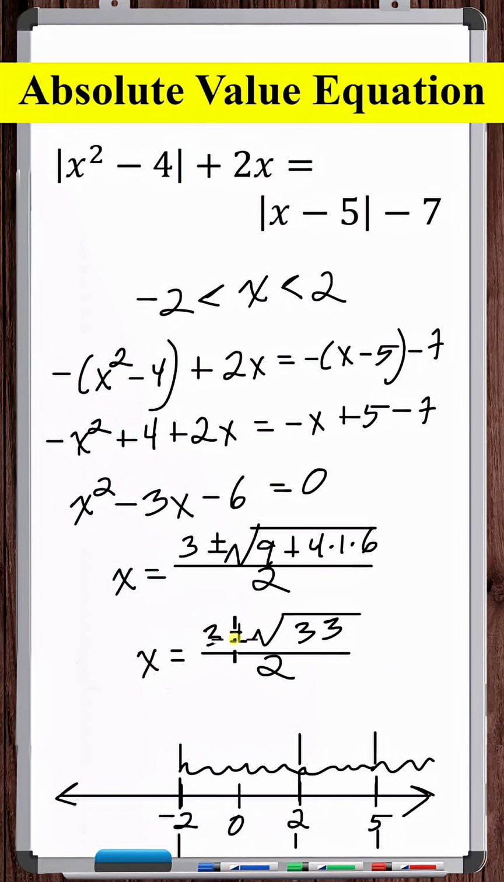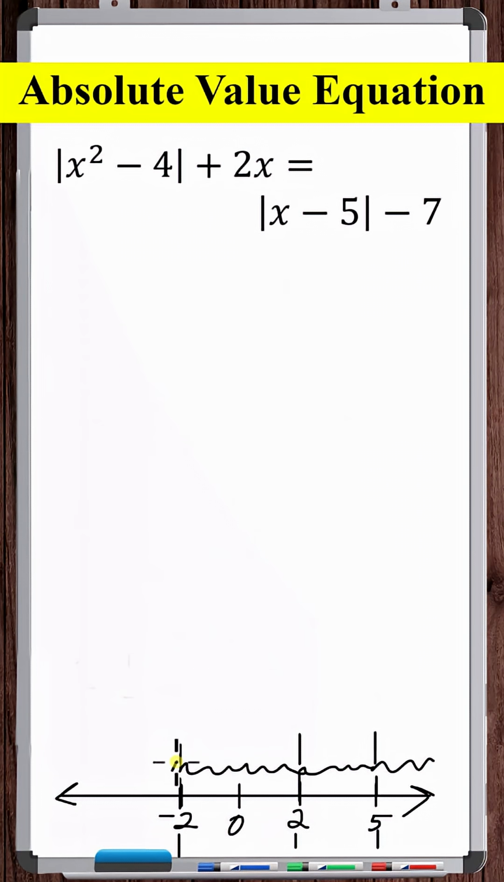3 plus the square root of 33 divided by 2 is not within this range, but 3 minus the square root of 33 divided by 2 is. So this is a solution. Now let's check this last region. When x is less than or equal to minus 2. In this case, x squared minus 4 is positive or 0, and x minus 5 is negative.